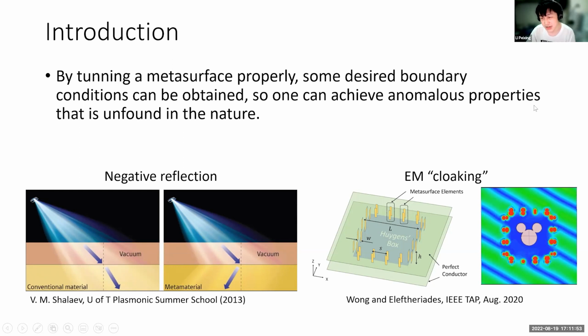And the other example I gave here is a work of my supervisor, Dr. Alex Wong. It's called EM cloaking, which means you can place an object in the center area and it will be cloaked or shielded, so it will not be seen by the outer detectors at the operating frequency.